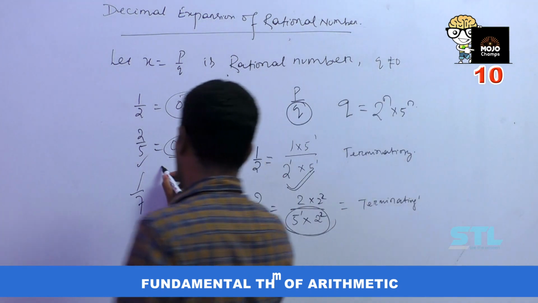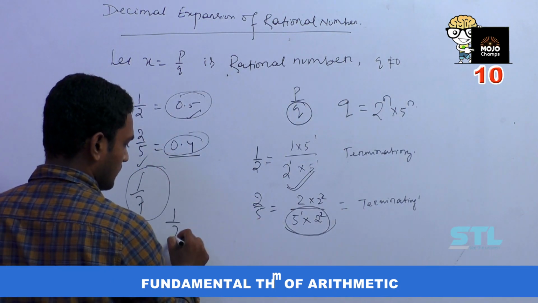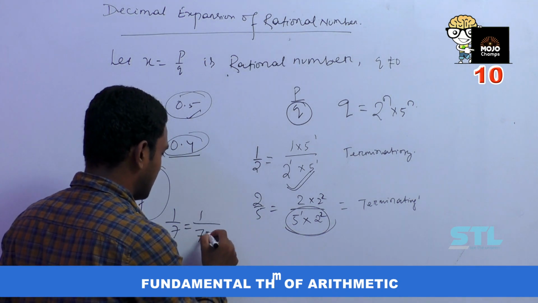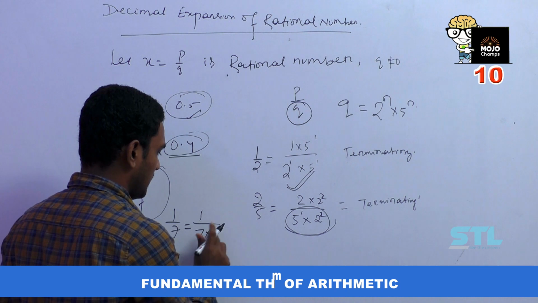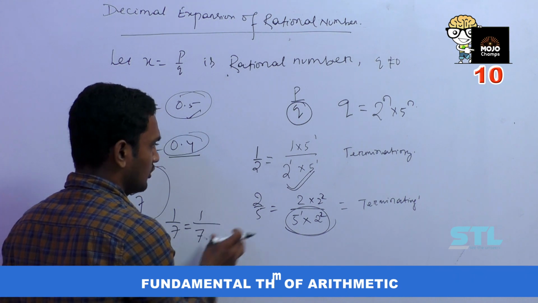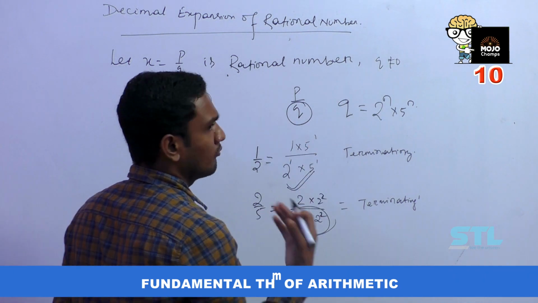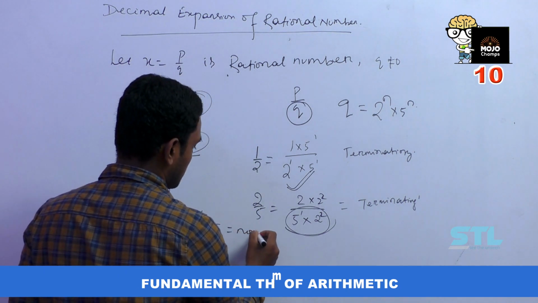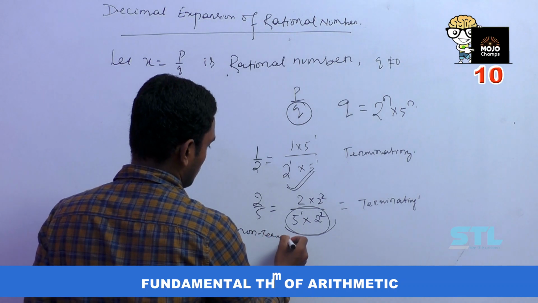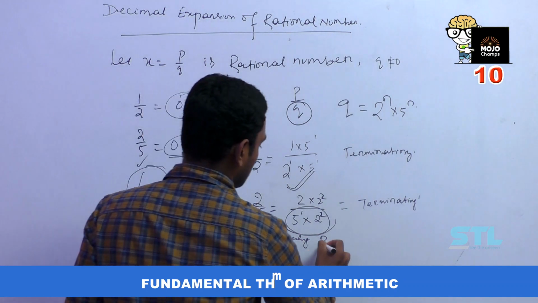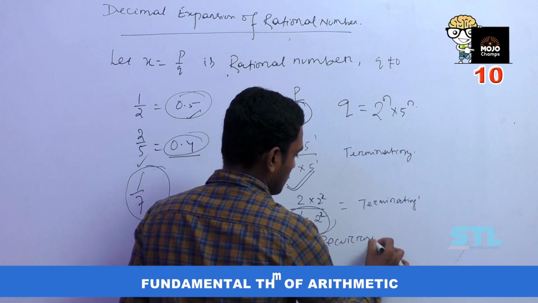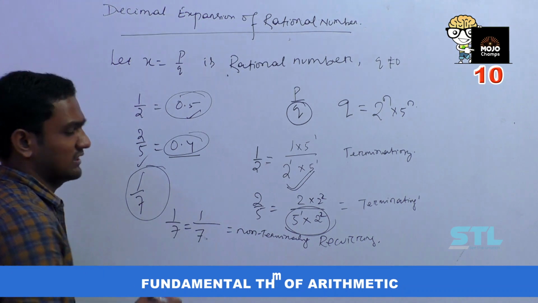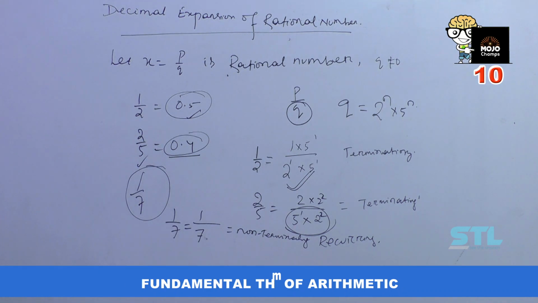Now you see this 1 by 7. I can take any number, okay, but 7 is not of the form 2 to the power n into 5 to the power n. So it is non-terminating and recurring. Okay, so now we will take some examples based upon this and solve them.